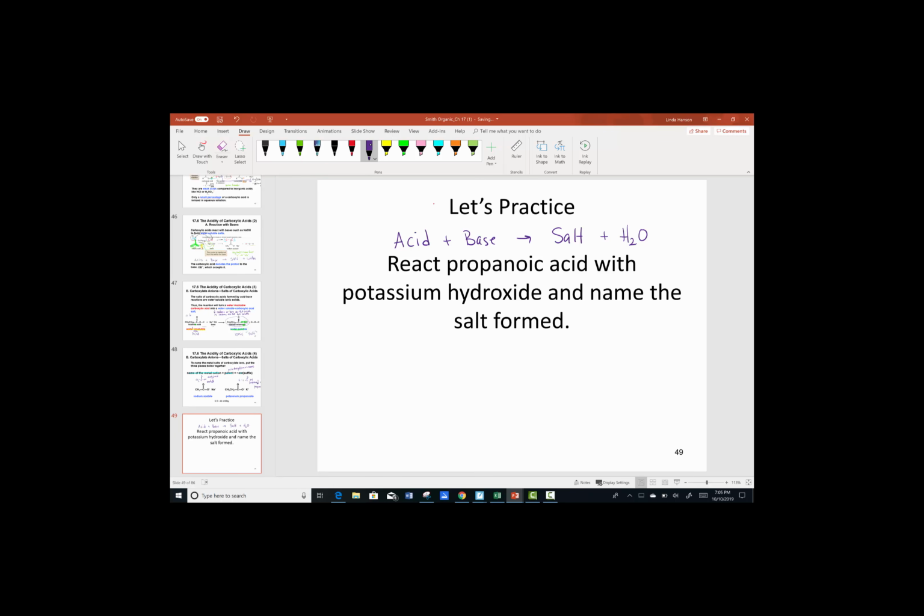The first thing we'll do is to draw the structure of propanoic acid. This acid will have 3 carbons, where the proton is this guy right there, propanoic acid. And it's reacting with a base of potassium, who's a +1, hydroxide, -1. So here's the base ion. The OH negative is the base.